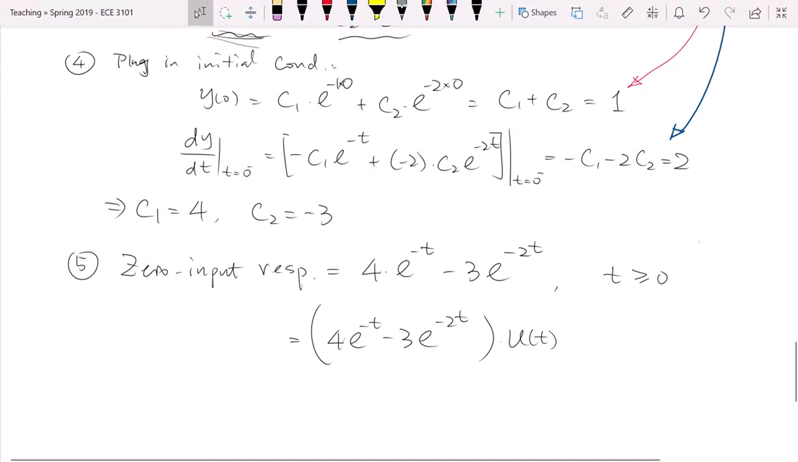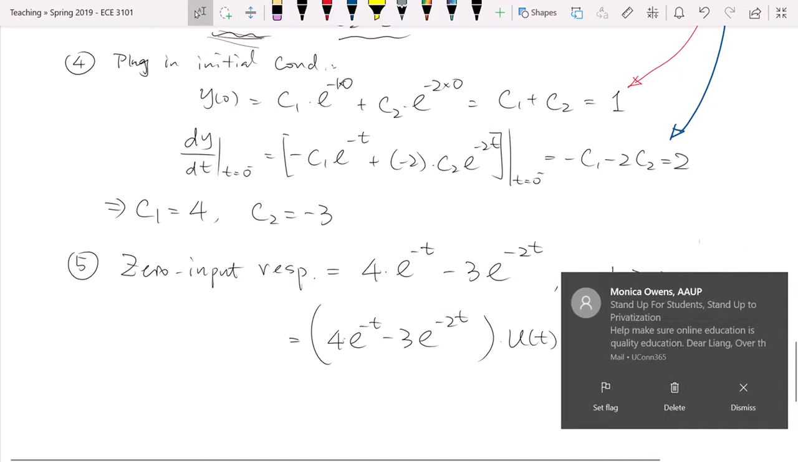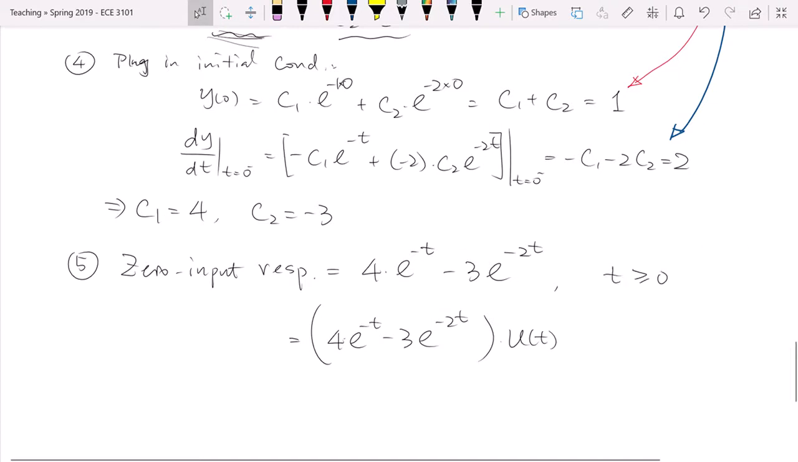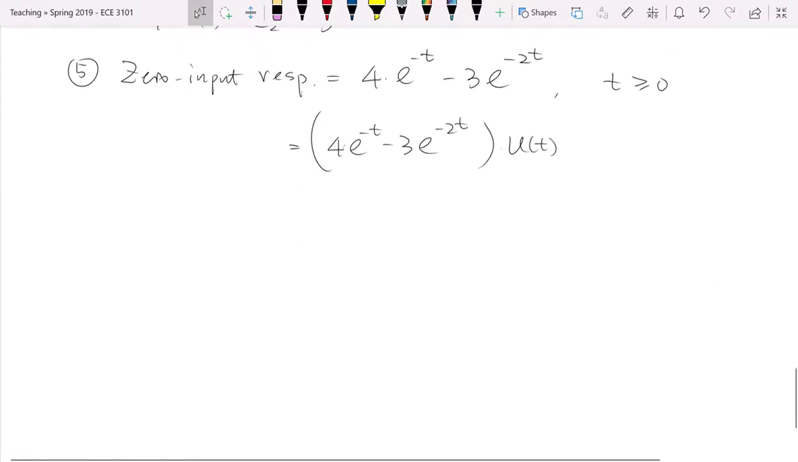Alright, so now we know how to calculate the zero input response for a linear time invariant system described by a differential equation, assuming that the characteristic roots are real and distinct. Now let's discuss a couple of other cases. The first case will be, what if we have repeated roots?